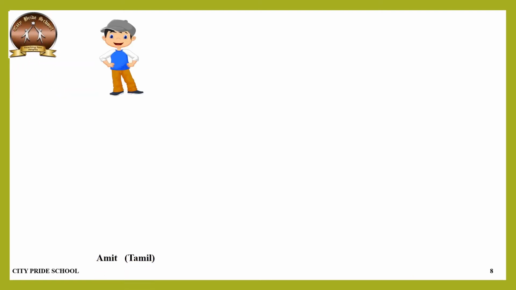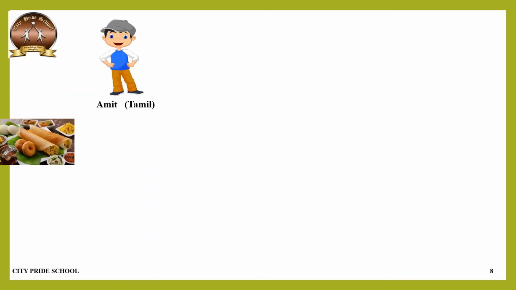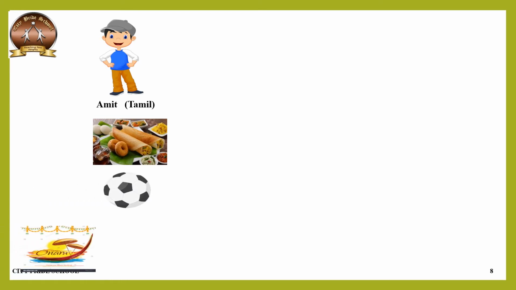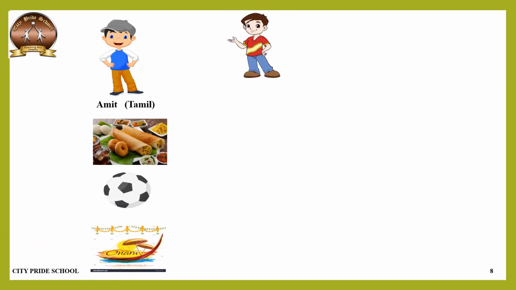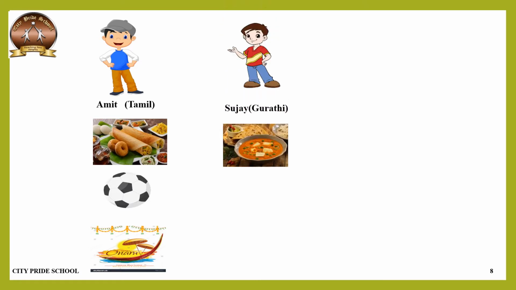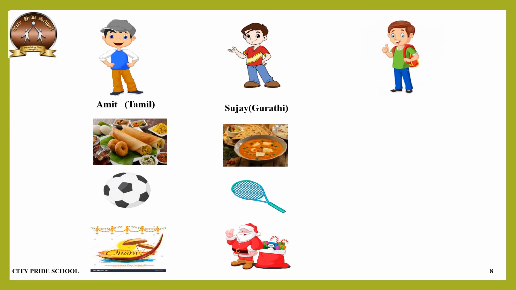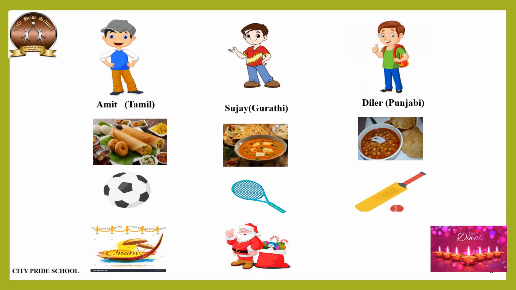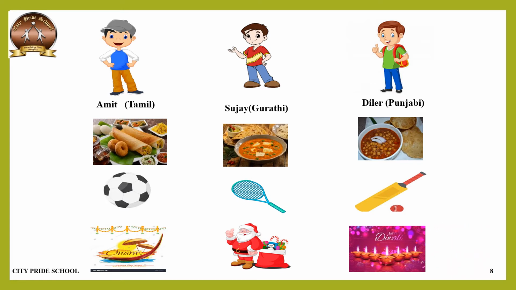Next, we have 3 boys here. Amit, who speaks Tamil; dosa, football and Onam are his favorites. Then is Sujay, who speaks Gujarati, and here is his favorite dish, game and festival. Then is Dilbagh, who speaks Punjabi, and this is what he likes.